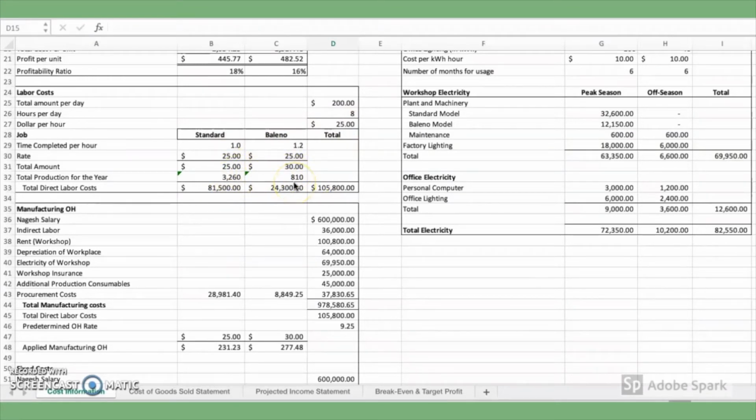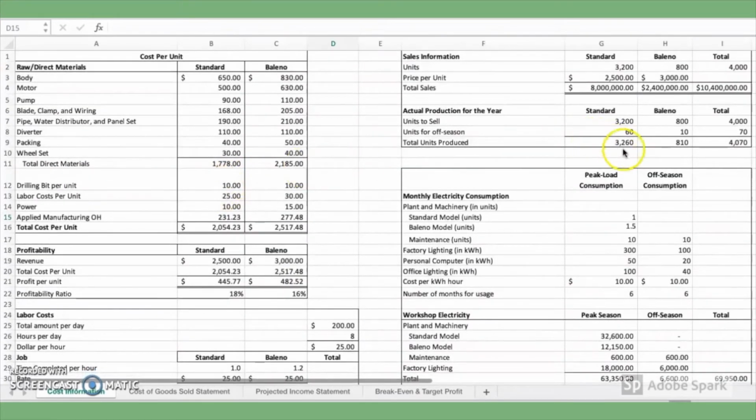And then we have a total production for the whole year, and then what you are actually selling. So over here, I have a little chart that is units that we're actually going to sell, and we know that we're going to be selling 4,000 units, but we know that we made an extra 70 units for the off-season production.